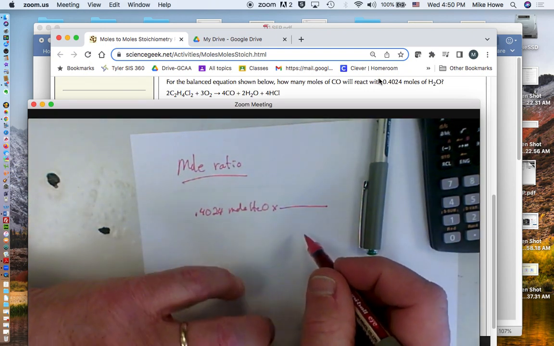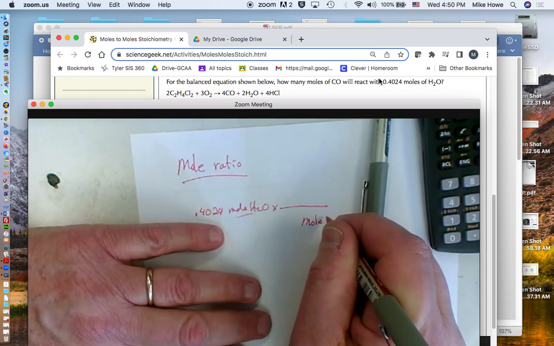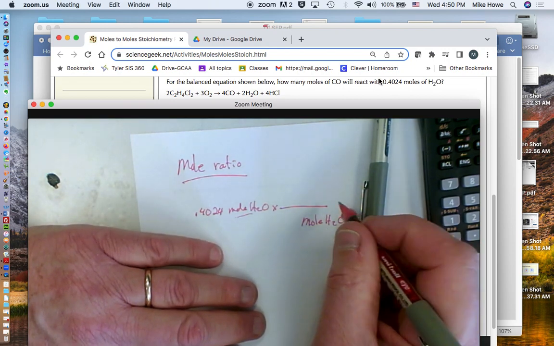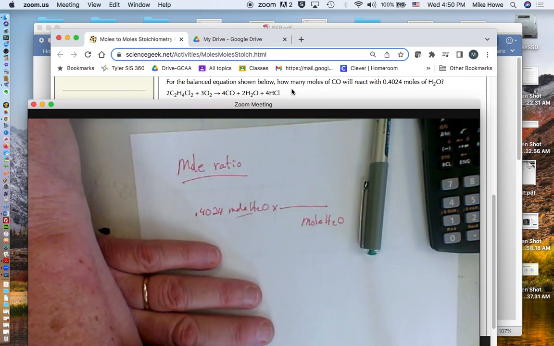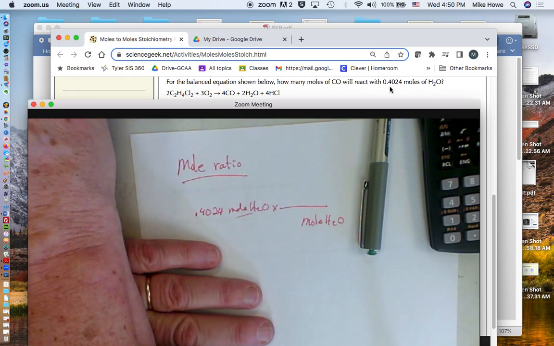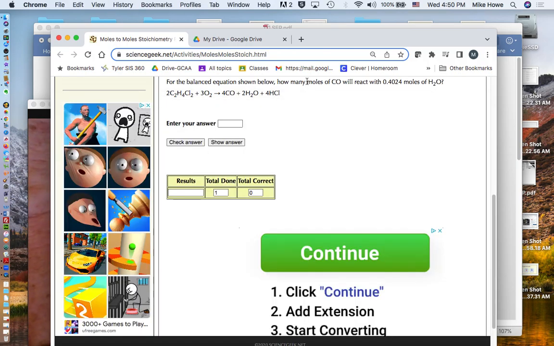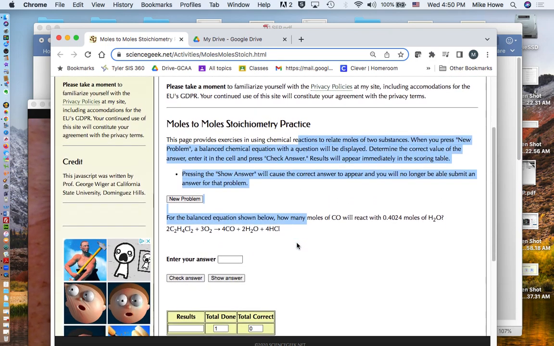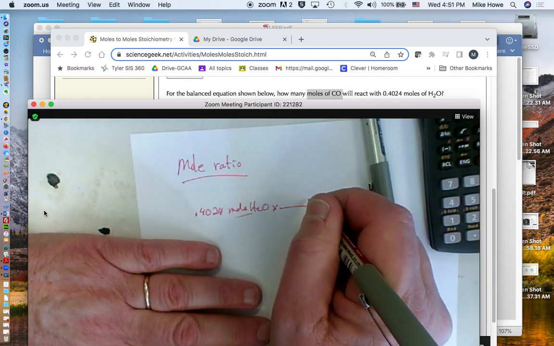Now we know from our previous experience that any unit that is here has to go on the bottom of this line here. So we'd have moles of water in this position. On the top you put moles of what you're looking for. So you go back and look at the question. Look for a how many statement. How many moles of CO will react with this many moles of water? So what we're looking for is moles of CO. It says how many moles of CO right there. So we put moles of CO on top.